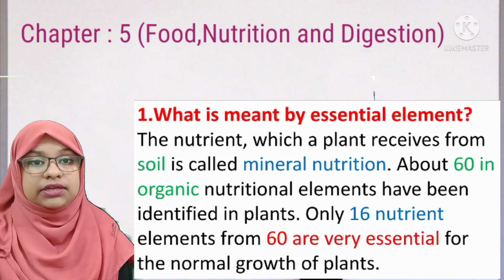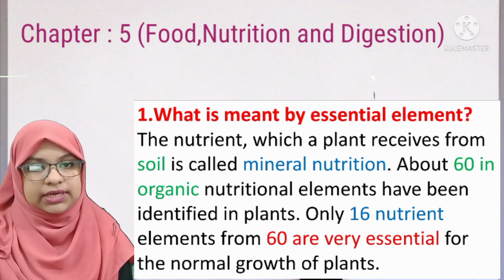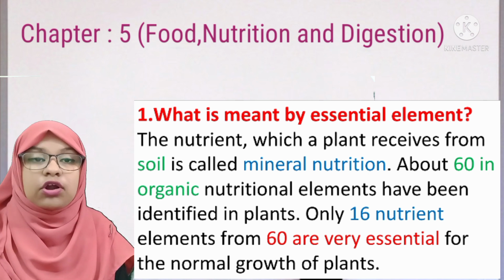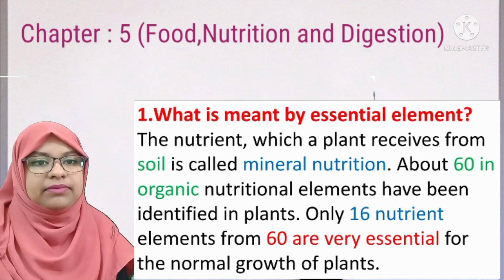Students, let's see the understanding questions from chapter 5. Our first question, what is meant by essential element? All these essential elements are very important for the normal growth of any plants. And let's see what essential elements are.